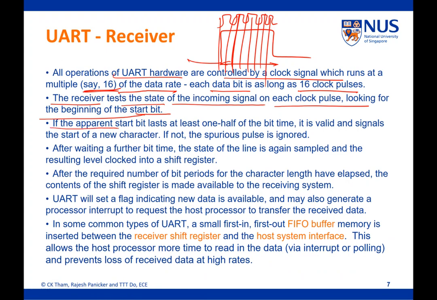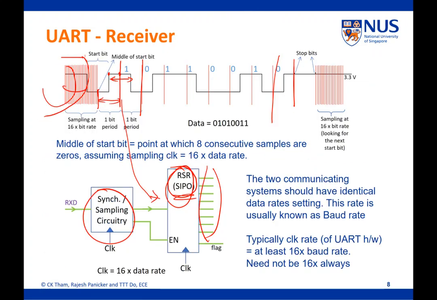So if the apparent start bit lasts at least 1/2 of the bit time, which is 8 samples, then it is valid and signals the start of a new character. If not, the spurious pulse is ignored. For example, if you find that some of these samples were zeros and some were not, you will just ignore it. You will consider it as just noise or random stuff.